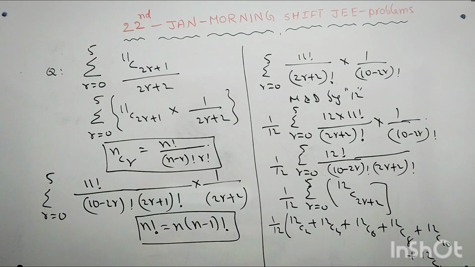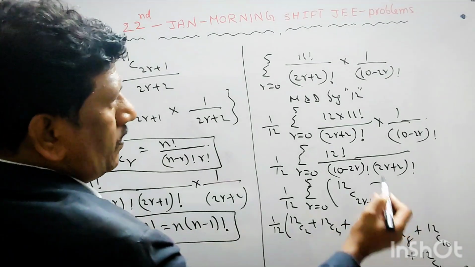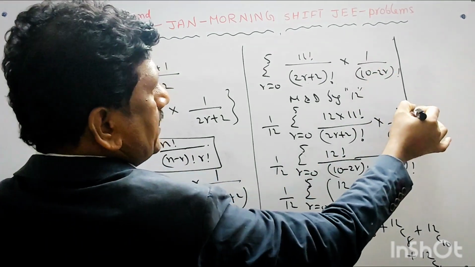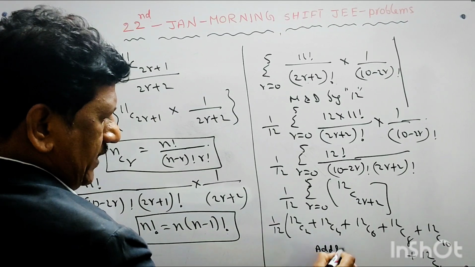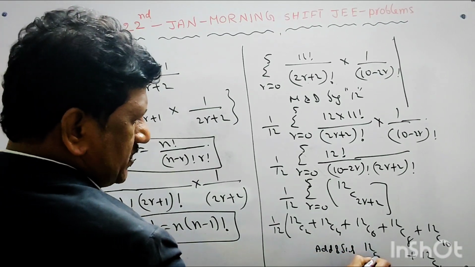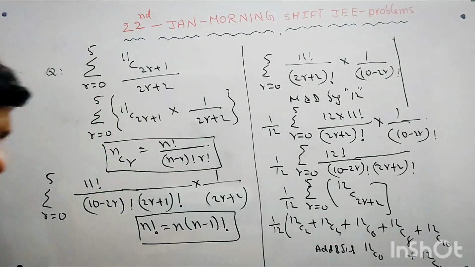Later, you see that here we add and subtract. Now I am going to write add and subtract 12C0.